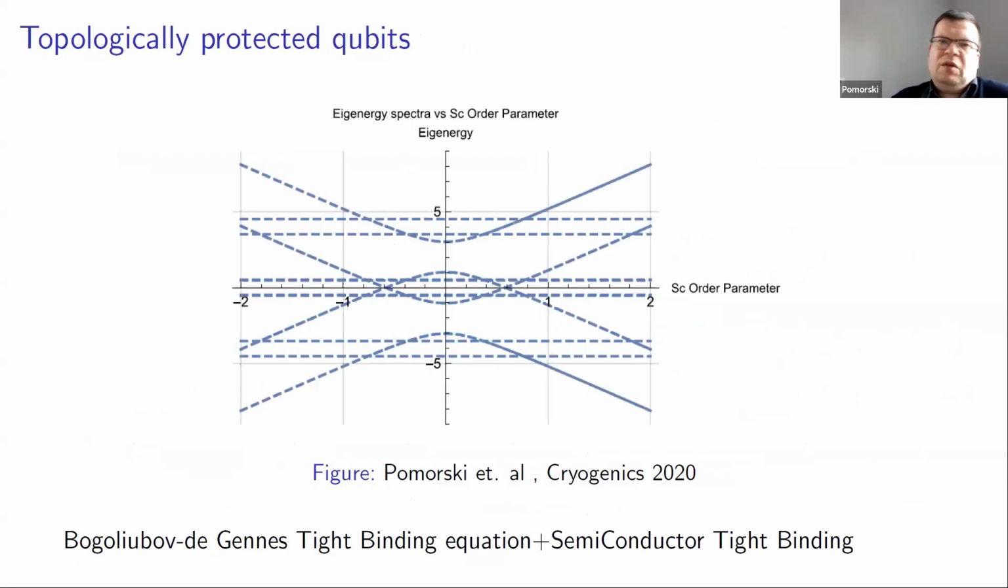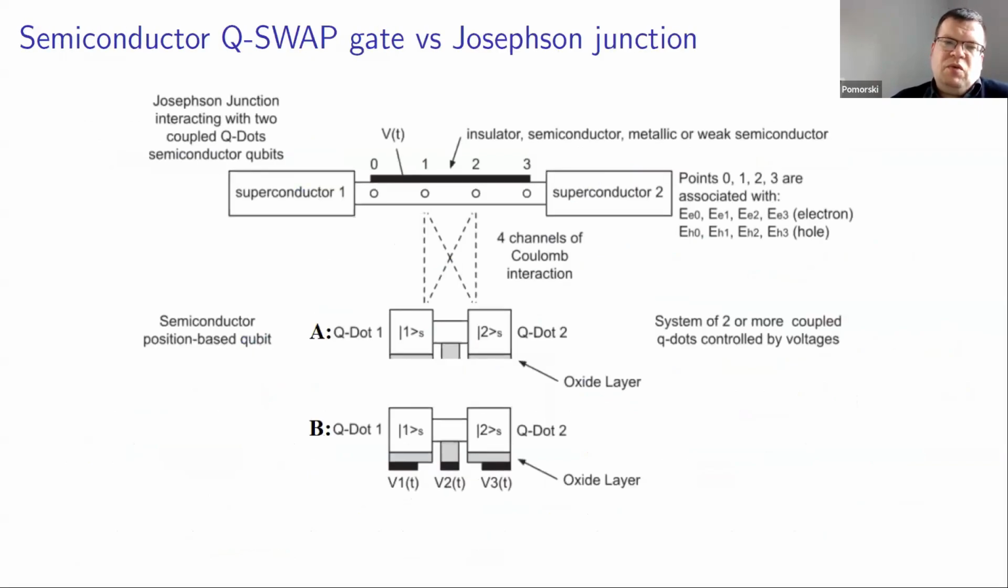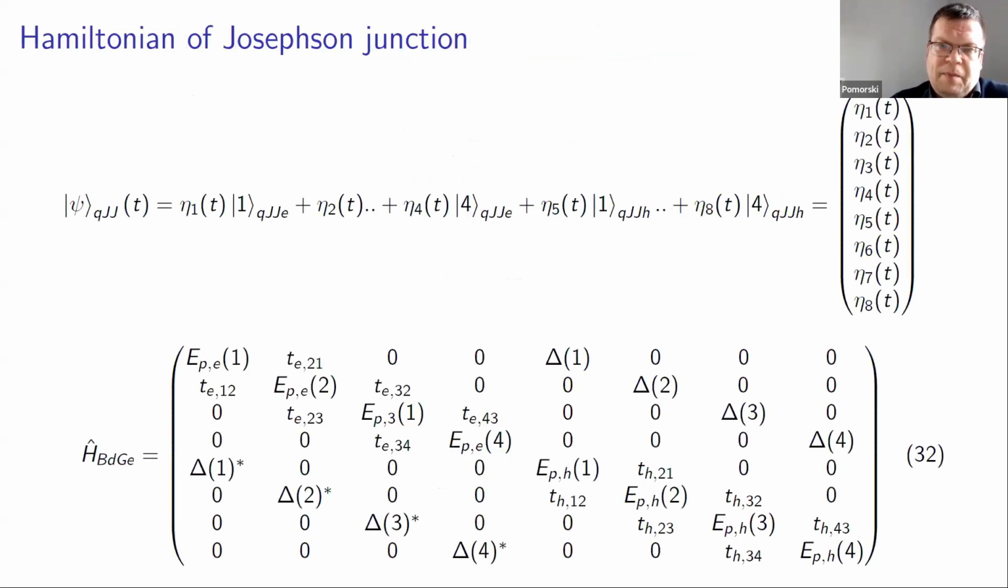So basically, we have spotted topologically protected qubits in this interface between a Josephson junction and a quantum dot system. So we can generalize it further. There is a semiconductor quantum swap gate over here, so that you can have a kind of NOT gate by using two parallel coupled quantum dots, and this can be in parallel to the Josephson junction system. So that's the general scheme of creating this hybrid superconducting semiconductor quantum computer.